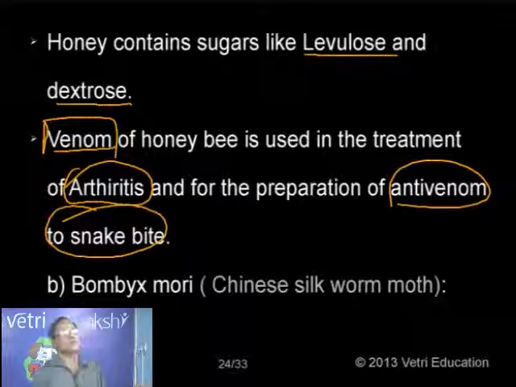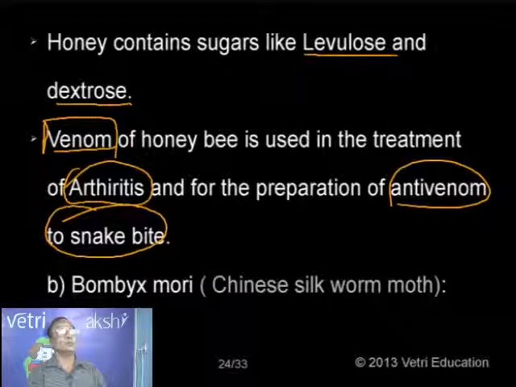Now let's take another insect, Bombyx mori. The rearing of honeybees for getting honey is called apiculture. An apiary is a place where all the honeybee hives are available. In the beehive, there is the honeycomb, with compartments providing accommodation for the three different types of honeybees: at least one queen in a honeybee colony, then many workers, and also a few males, the drones.